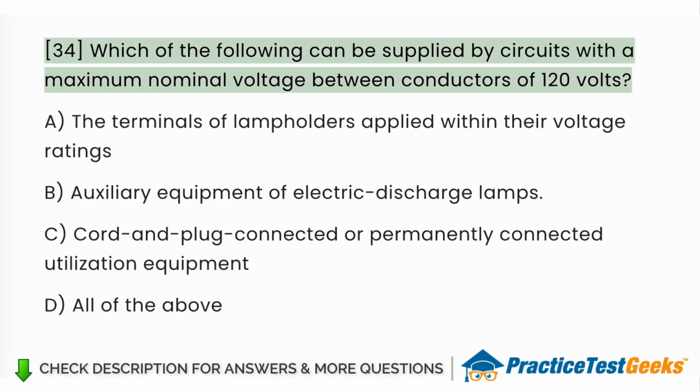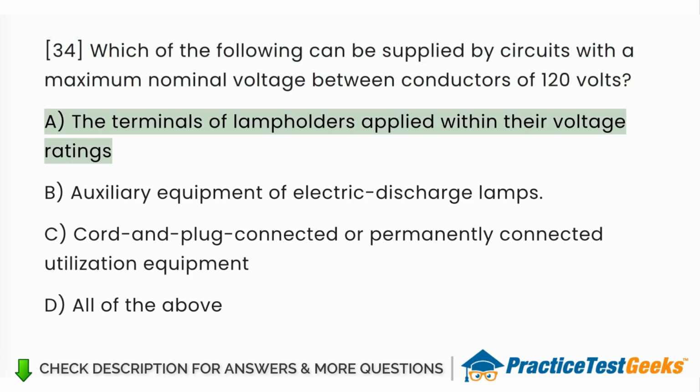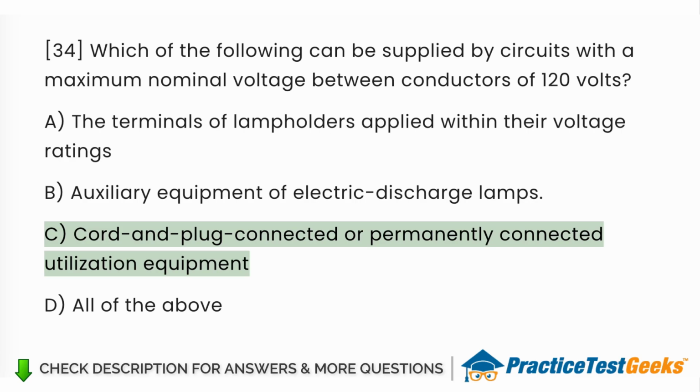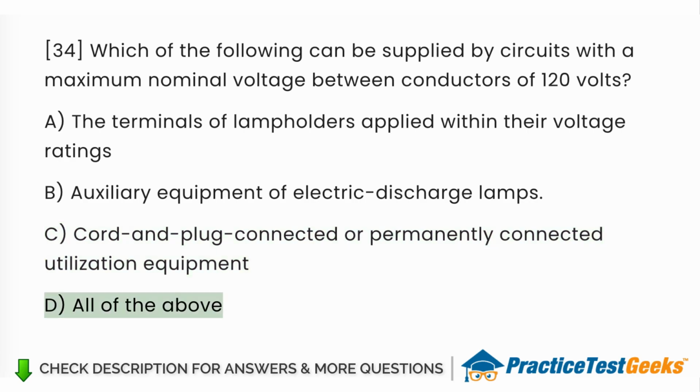Which of the following can be supplied by circuits with a maximum nominal voltage between conductors of 120 volts? A. The terminals of lampholders applied within their voltage ratings. B. Auxiliary equipment of electric discharge lamps. C. Cord-and-plug-connected or permanently connected utilization equipment. D. All of the above.